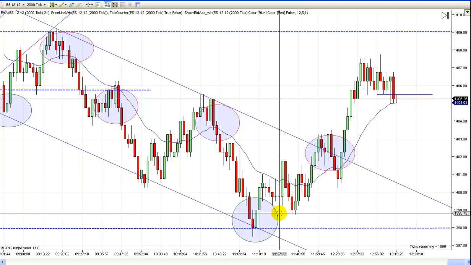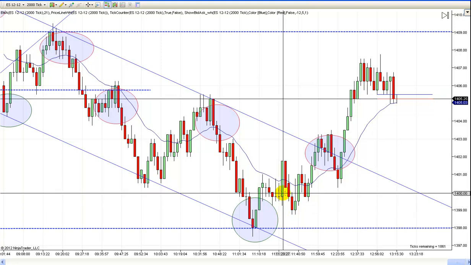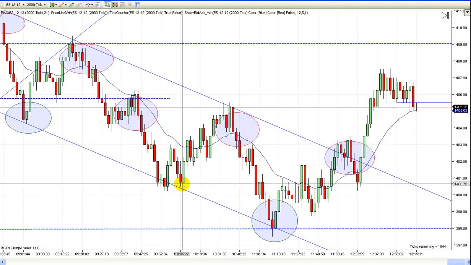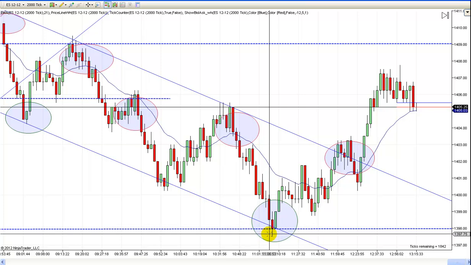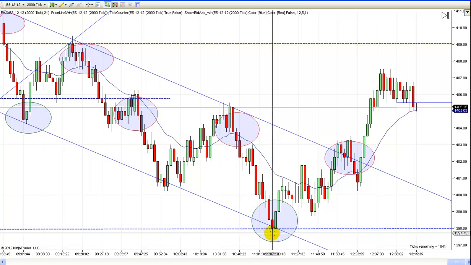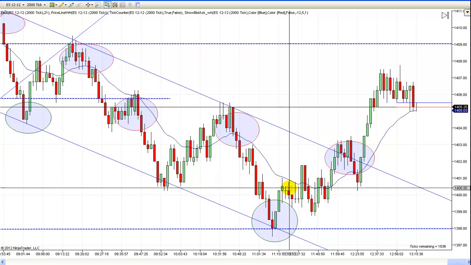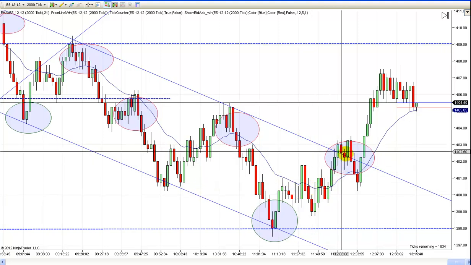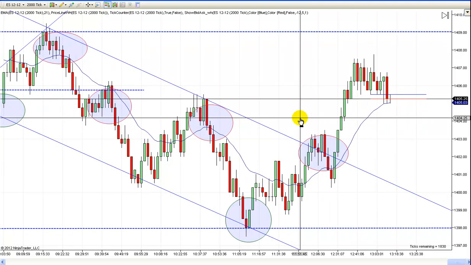1400, and it went down to, yeah, it would have worked. But those are the ones you've got to stay away from. Once you've touched this trend channel, unless it's a real strong trend day and nothing's getting back above the EMA, then just stay away from it and wait till prices get back up here.